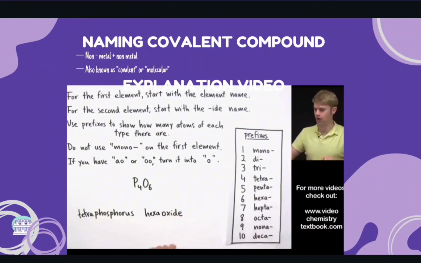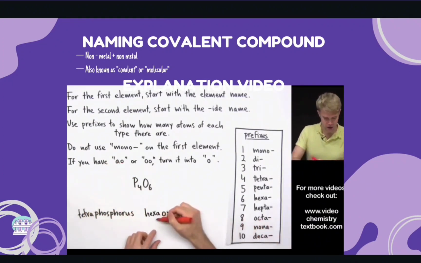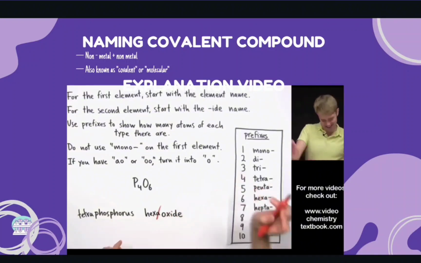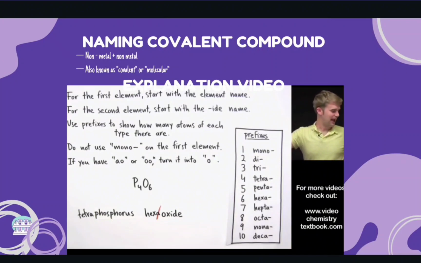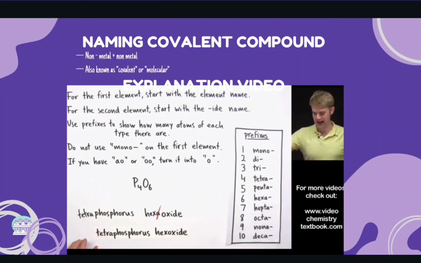And just as before, we end up with this awkward name, hexaoxide. We get an AO, so we're going to get rid of this A here. Hexaoxide, and that turns it into tetraphosphorus hexoxide.